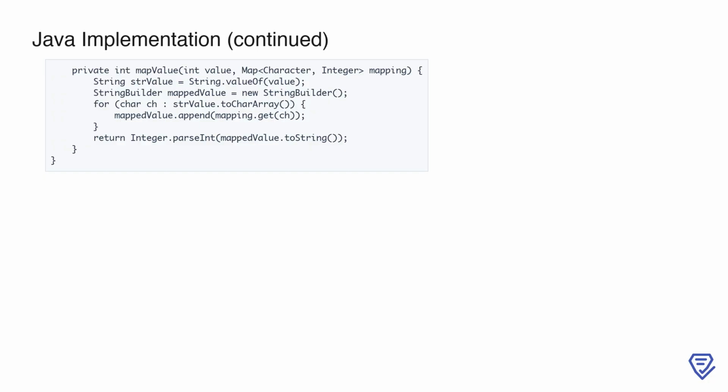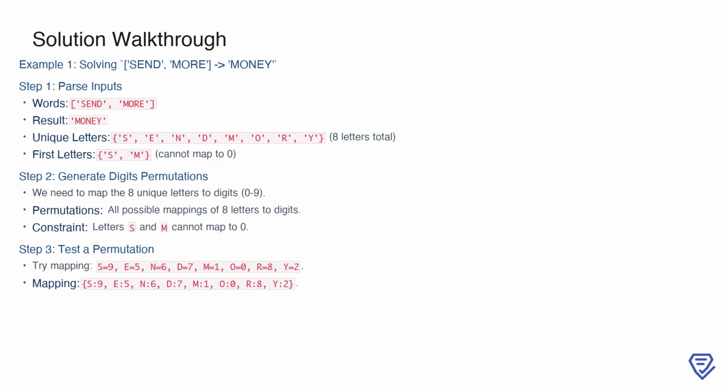and efficient. To solve the verbal arithmetic puzzle, we begin by parsing the input. In this example, the words are SEND and MORE, and the result is MONEY. From these, we extract the unique letters S, E, N, D, M, O, R, and Y, giving us a total of 8 letters. Additionally, we identify that the first letters of the words, S and M, cannot be mapped to 0, as they appear in the most significant positions.